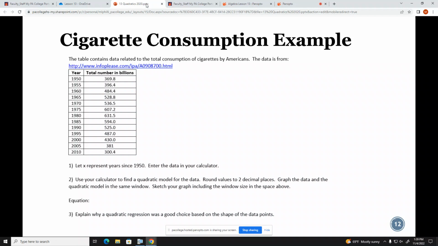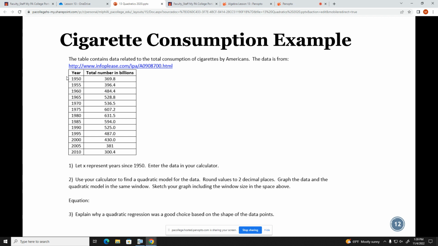We are looking at cigarette consumption for America, and we have years starting in 1950 through 2010. We are told to enter the data in our calculator. So before we get started, let's think about what we're going to be doing. It says to let X represent years since 1950.